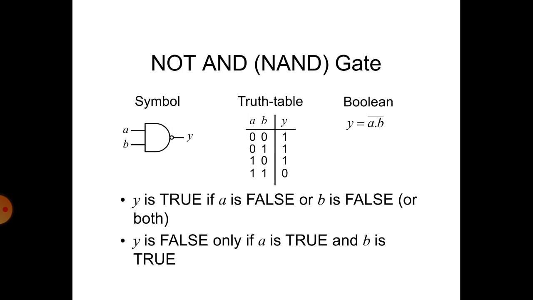This is the truth table for the NAND gate: 0 0, 0 1, 1 0, 1 1. If both inputs are high the output is low; if any one of the inputs is 0, the output will be 1. The Boolean expression is Y equals A into B, the whole bar, the complement of the multiplication of A and B. Y is true if A is false or B is false or both. Y is false only if A is true and B is true.